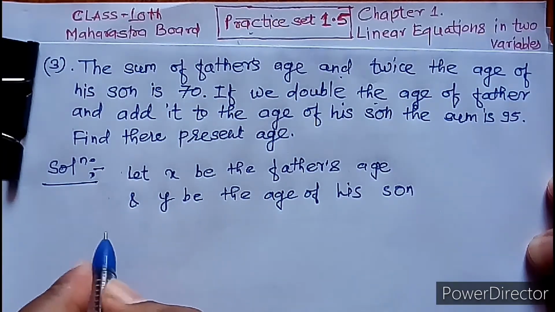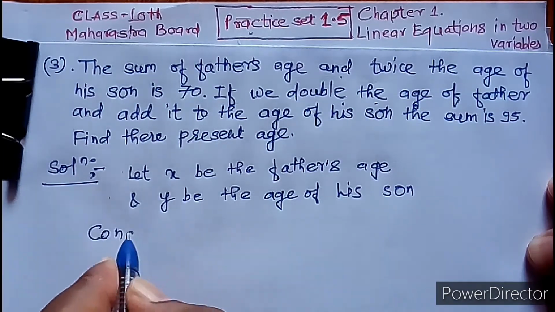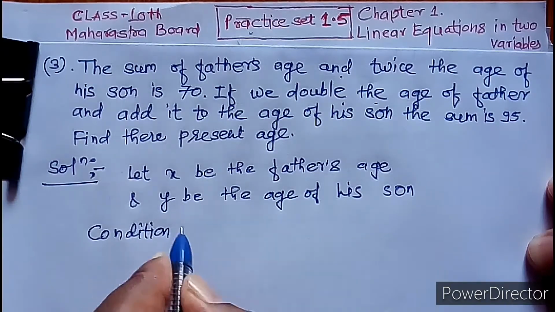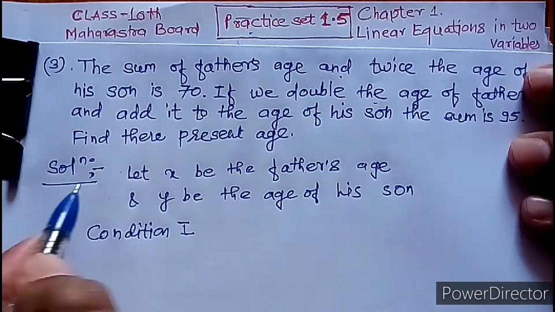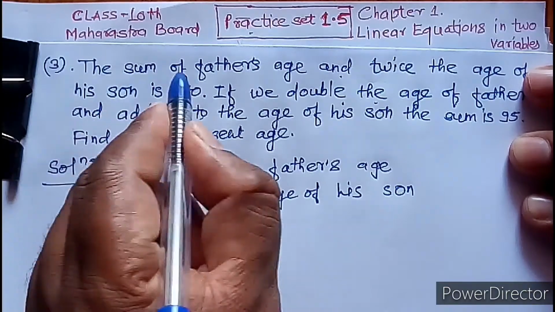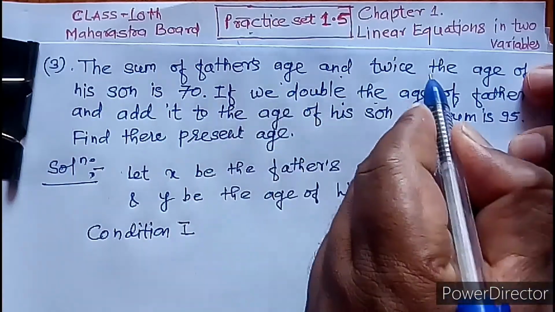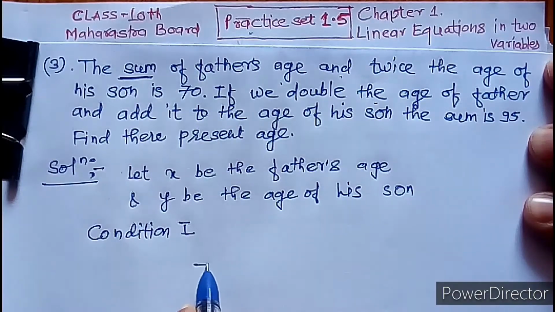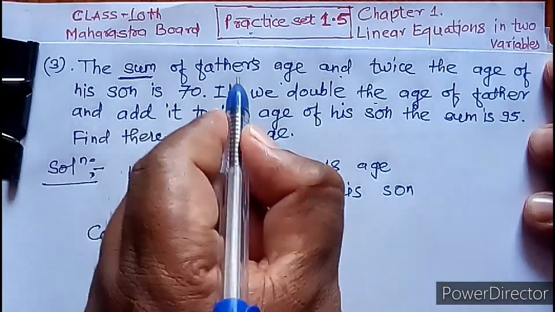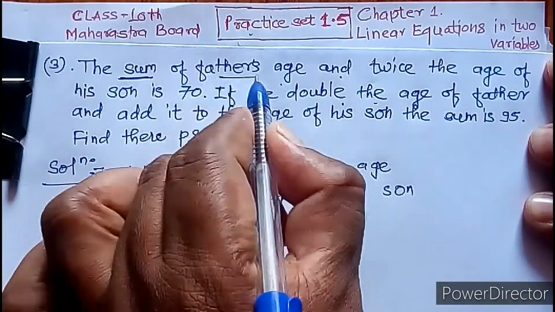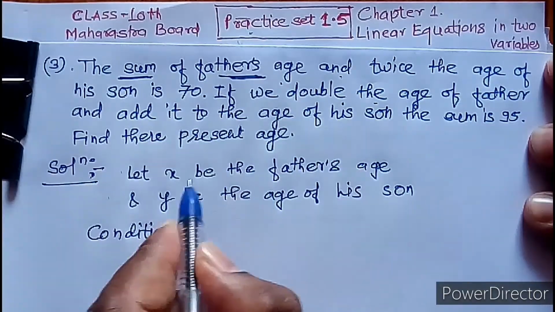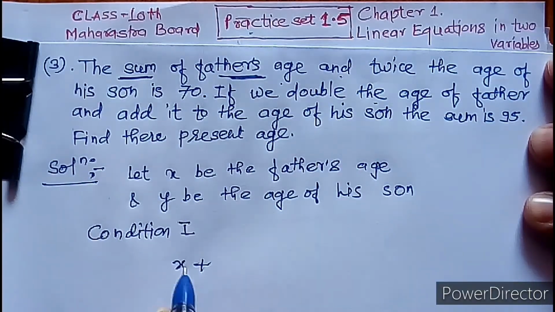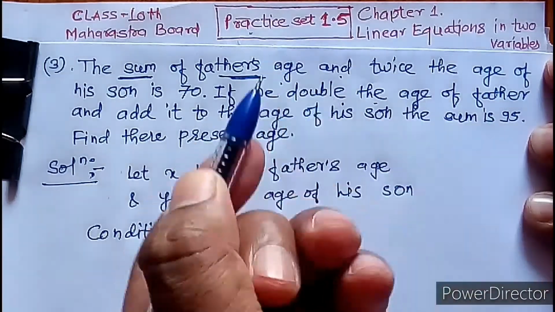Now according to condition 1, write down here condition 1. Condition 1 says the sum of father's age and twice the age of his son. Here a sum is given, so write plus. Whose sum? The father's age, which is x, so write x plus, and whose sum?